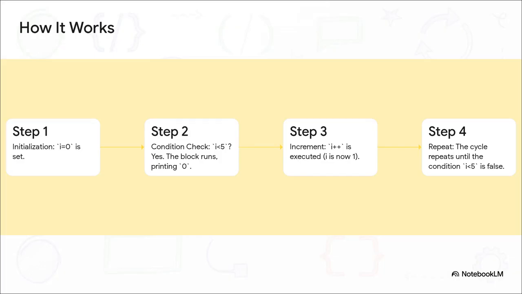So what's actually happening under the hood here? Well, first, the loop initializes our counter i to 0. Then it immediately asks the question, is i less than 5? Well, 0 is less than 5, so that's a yes. It runs the code inside and prints 0. After that, it increments i. Now i is 1. The cycle repeats. Is 1 less than 5? Yep, print 1. This goes on until i becomes 5. That's the crucial moment. The loop asks, is 5 less than 5? And the answer is no. The condition is false and the loop stops right there. That's why we see 4, but we never see the 5.